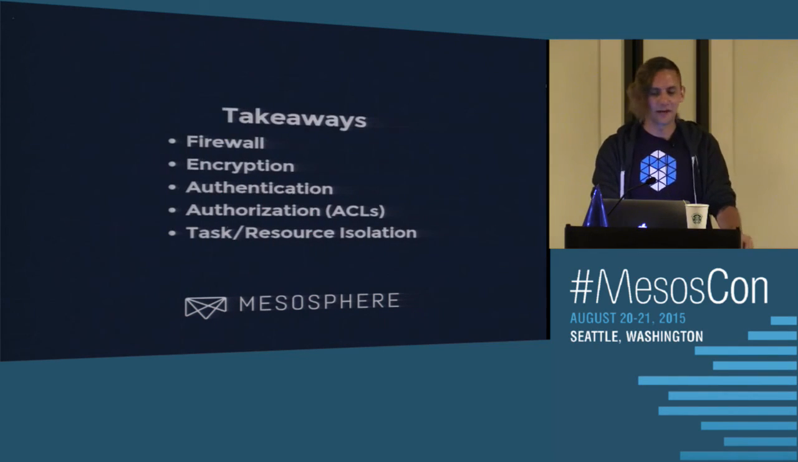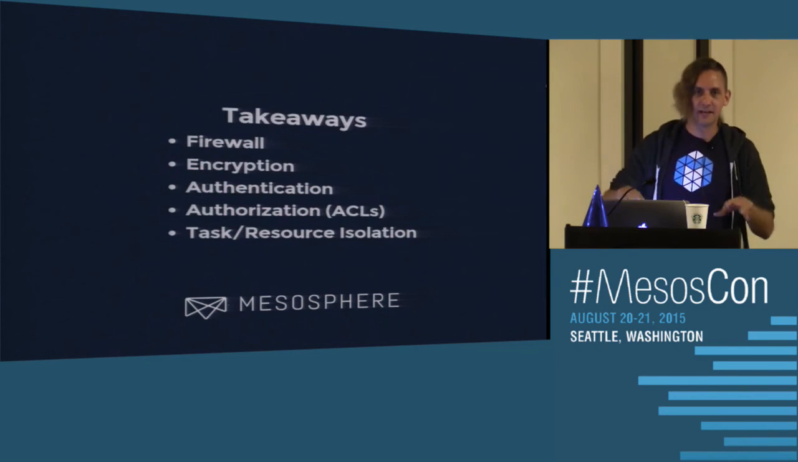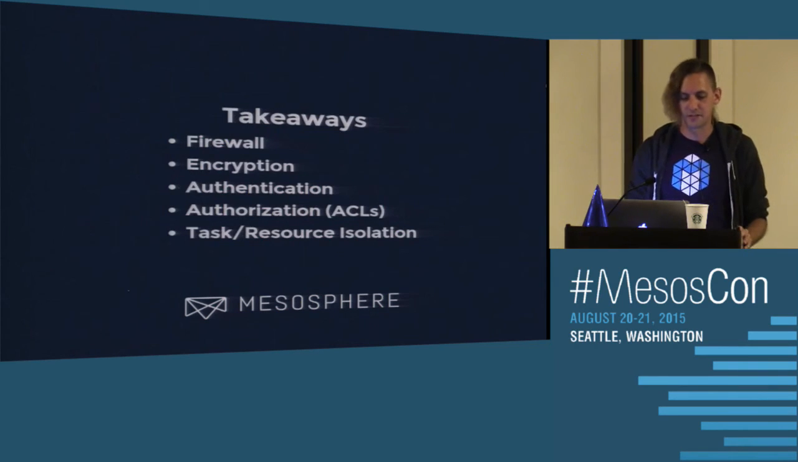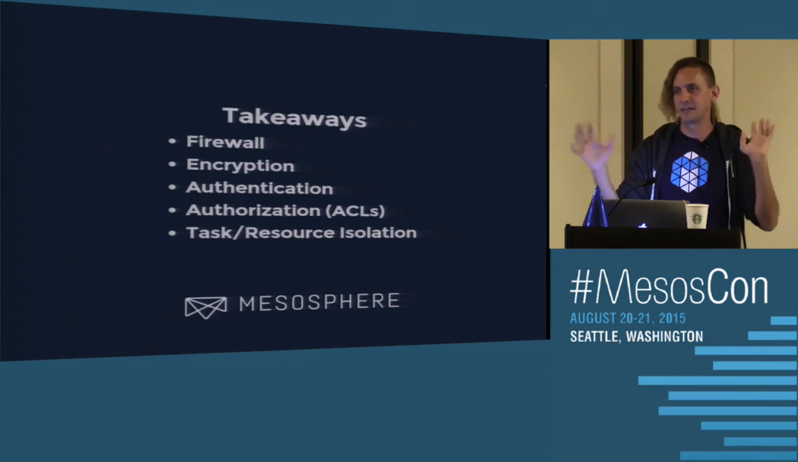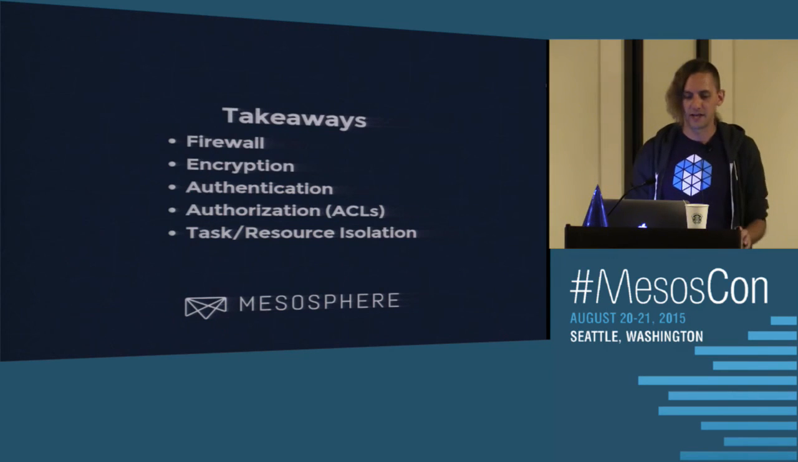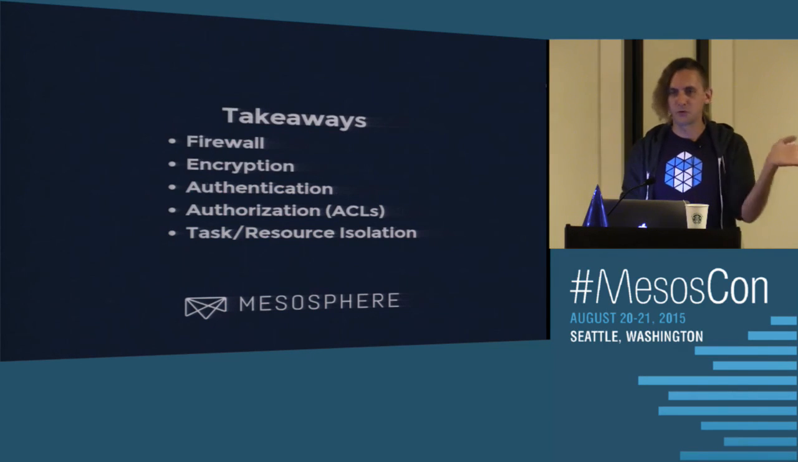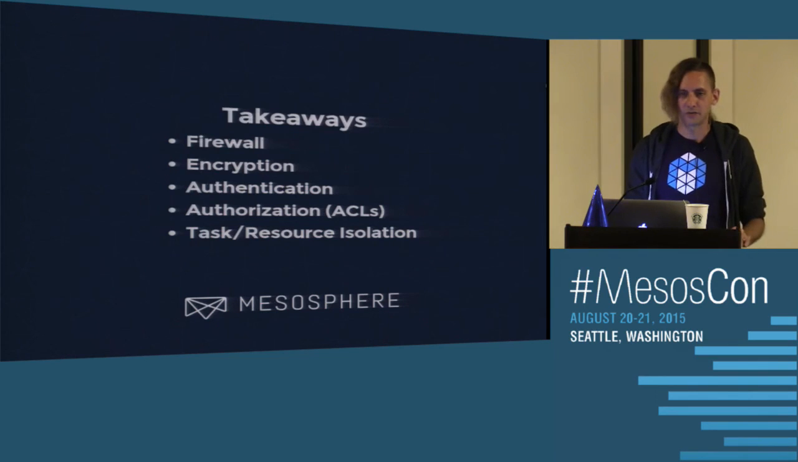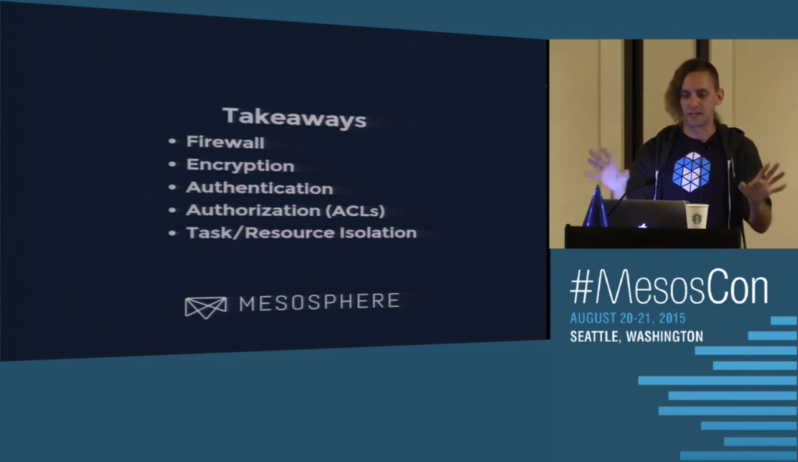Bring it back to the takeaways. Firewall around everything. Only let people in that you trust. Encrypt everything on the wire, on disk, wherever you can. Authenticate mutually from one to the other. Authorization, fine-grained, wherever we can get it.